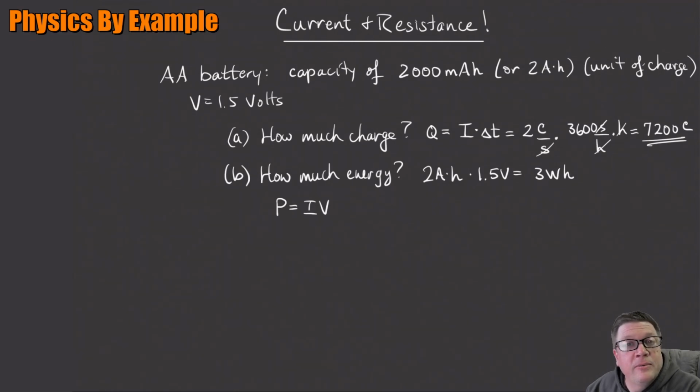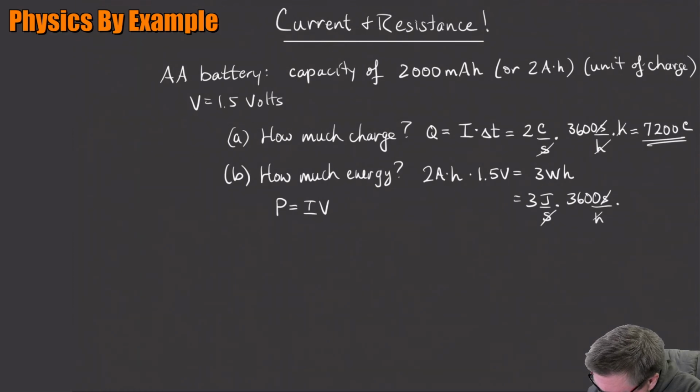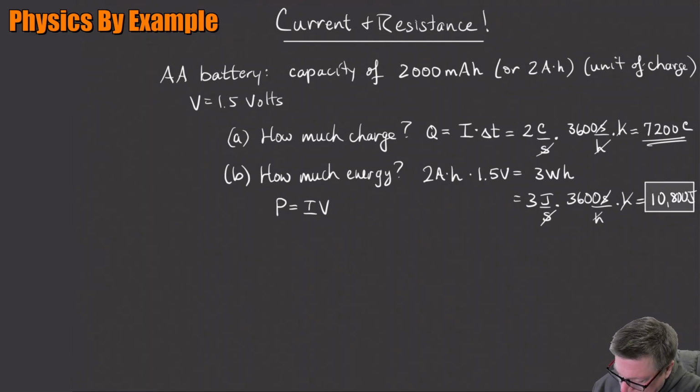Okay, so if it delivers 3 watts for an hour, that's 3 joules per second times 3,600 seconds per hour. Oops, times the hour that goes away that was already there. So what is that? That's 10,800 joules. That's pretty good, right? The battery technology is such that you can have something as small as a AA battery, and it can deliver 10,800 joules over its lifetime. That's kind of cool. All right, next.